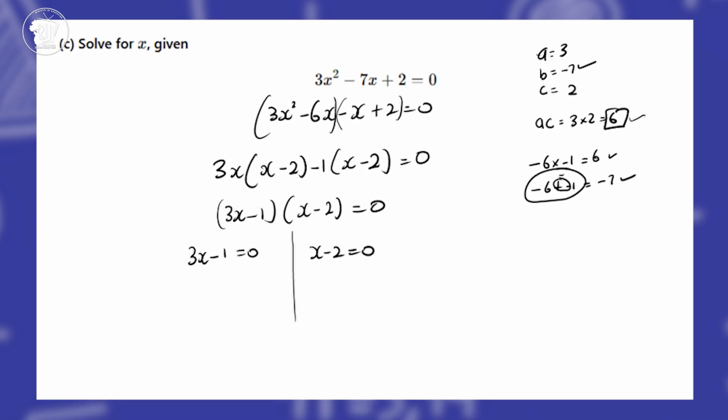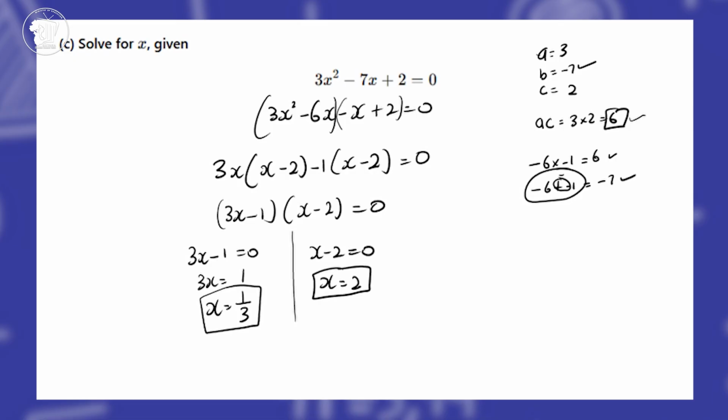So 3x minus 1, we solve for x. This will be 3x will be equal to, this is subtracting, we take the opposite, we will add, so this will be 1. Hence x will be equal to, this is multiplying, we take the opposite, we will divide, so this will be 1 over 3. So x is equal to 1 over 3, and for this side here, x will be equal to, this is subtracting, we take the opposite, we will add, so 0 plus 2 would be 2. So x is equal to 2. And that is how we work this out.